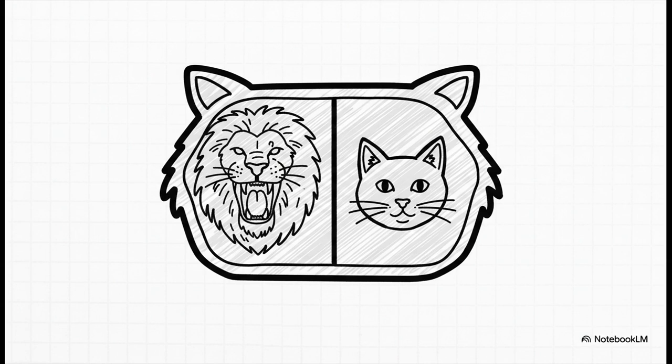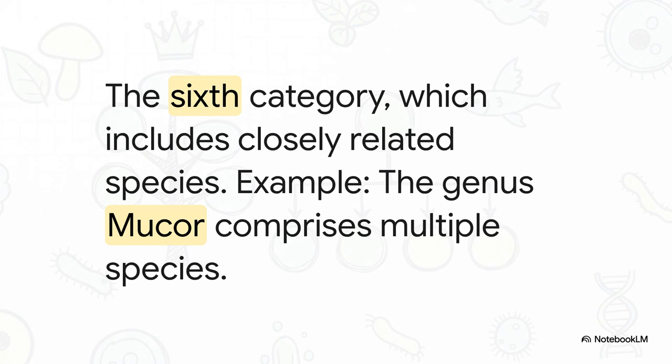Now we're at the family level, and we're really starting to zoom in. Let's stick with the cats. The family Felidae has different, but very closely related groups inside it. It includes the genus Panthera, that's your big cats like lions, and the genus Felis, which has your smaller house cats. We are so close now.